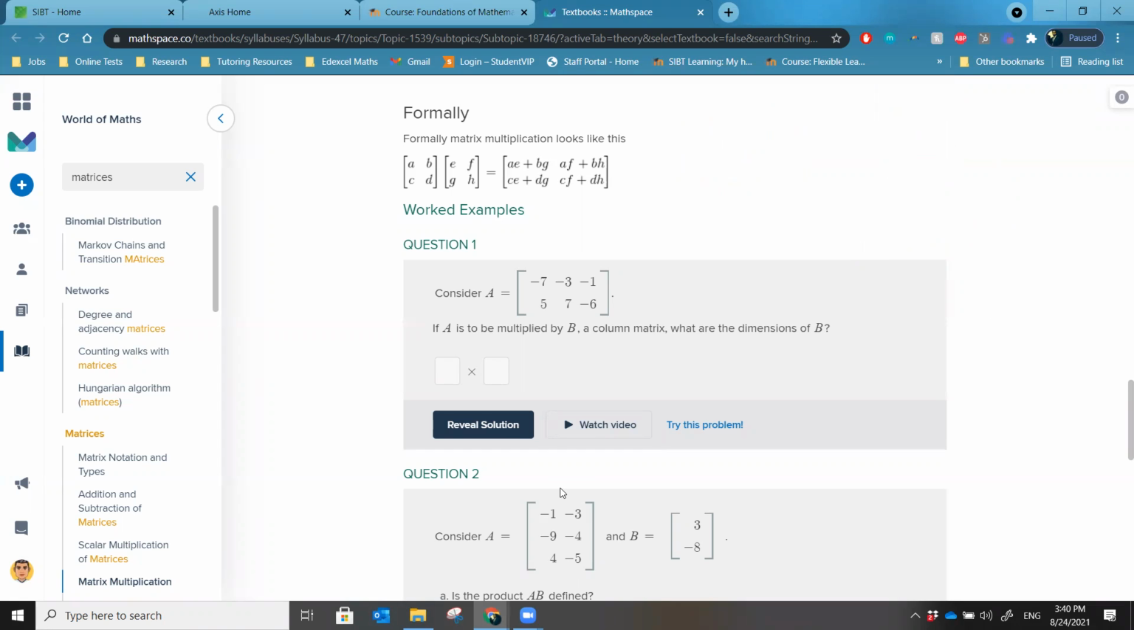In the next class, we are going to learn about inverse matrices and how we can use inverse matrices to solve systems of linear equations.